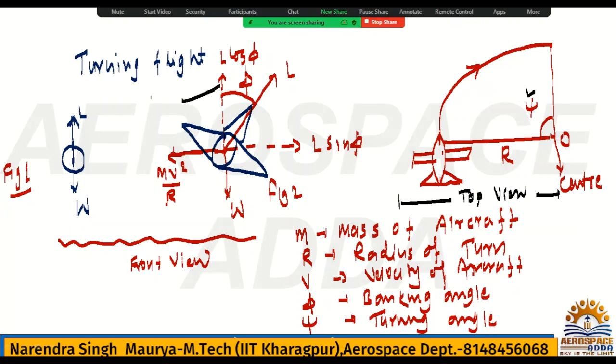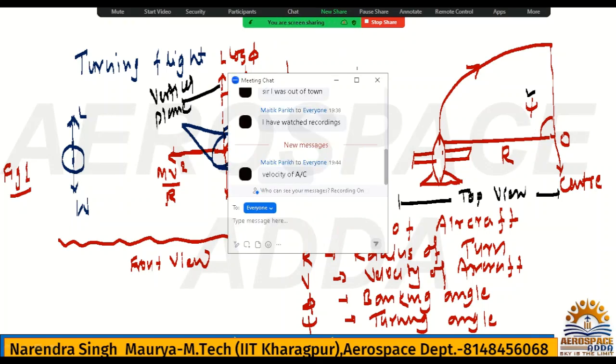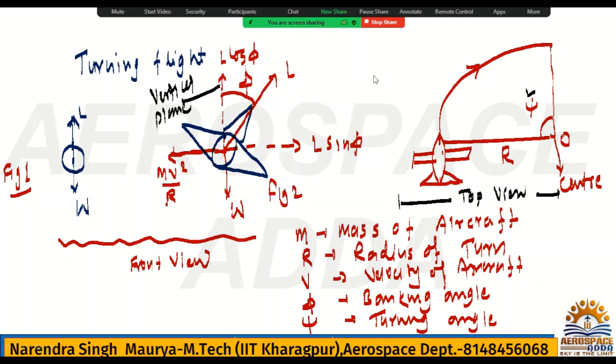This is nothing but vertical plane. So phi is the banking angle which is made from the vertical plane, and this is nothing but horizontal plane, okay. That psi is nothing but turning angle which is made in horizontal plane. All right. Yes, velocity of aircraft or speed of the aircraft. Fine. This is the diagram. From this diagram we have to work out, okay.